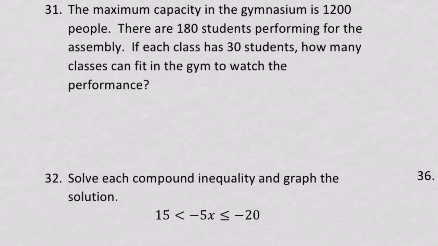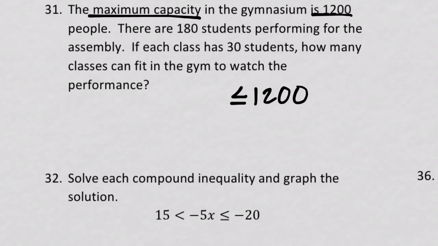Okay, number 31. The maximum capacity in the gymnasium is 1,200 people. There are 180 students performing for the assembly. If each class has 30 students, how many classes can fit in the gym to watch the performance? Once again, it's telling me that there's a maximum capacity, which is 1,200. So whatever I have in the gymnasium has to be less than or equal to 1,200.